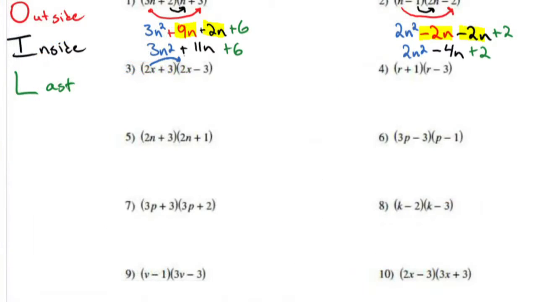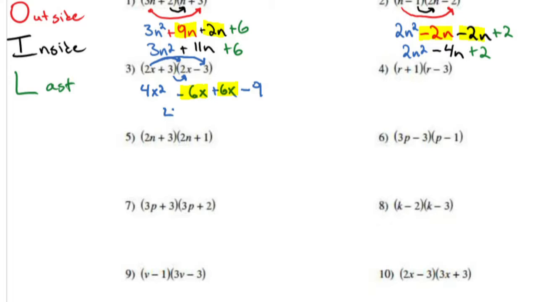So FOIL. First, 2 times 2 is 4, x times x is x squared. And then outsides is going to be 2 times negative 3 is negative 6x. And then insides, 3 times 2 is 6x. And then the last is negative 3 times positive 3, which is going to give me negative 9. This one's a little bit funny because the middle terms turn out to cancel out. I have negative 6x and positive 6x. And we'll use this fact later. This is what we call a difference of squares.